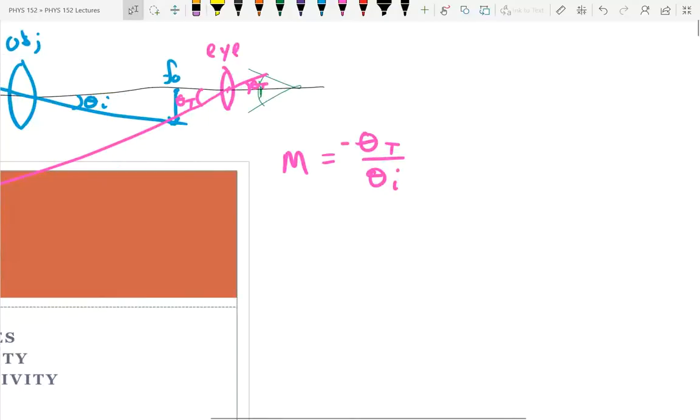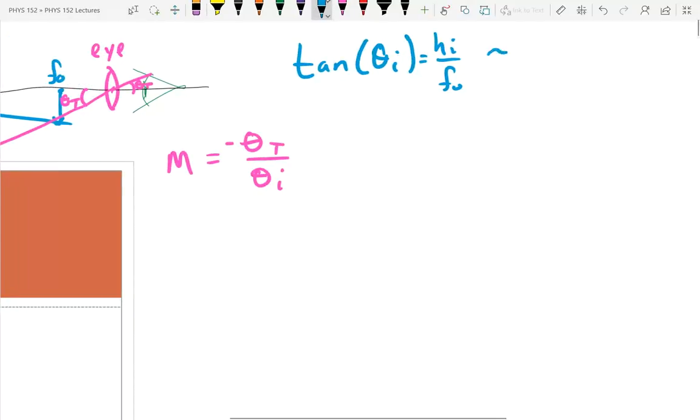This theta incident is equal to the height of my image divided by the focal length of the objective, right? Say right. Okay, just want to make sure people hear me. That's based on the small angle approximation. I'll write this with the small angle approximation versus the technically correct. Tangent of theta incident is equal to the opposite side, which is the height of the image, over the adjacent side, which is the focal length of the objective. But for small angles, that's approximately equal to theta incident. That's why I had to say right.